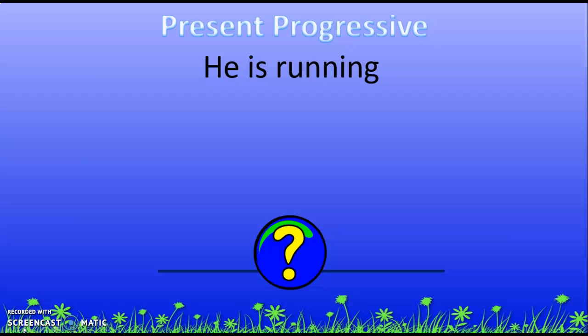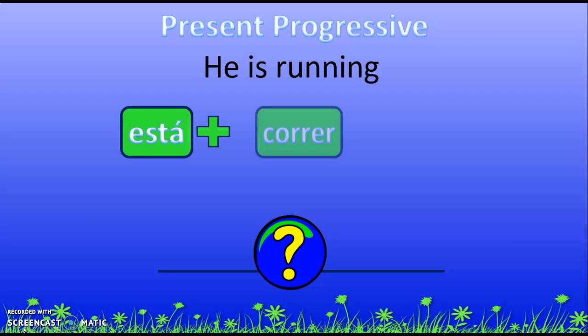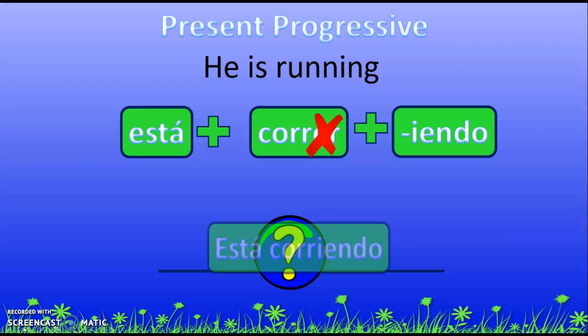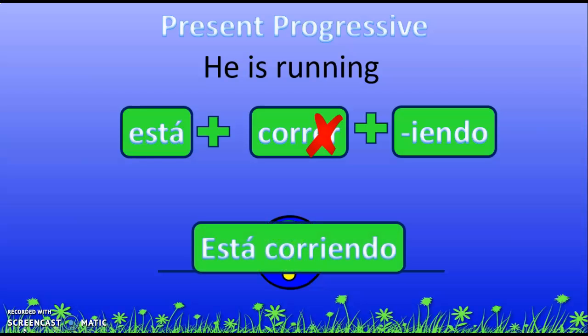He is running. Pause the video if you want to write down your answer. You're going to use a form of the verb estar for he is. Está, the verb correr, which is run, plus yendo. Don't forget to take off the ER. Está corriendo.